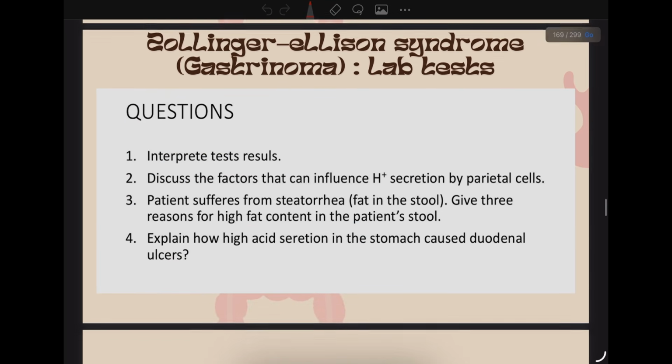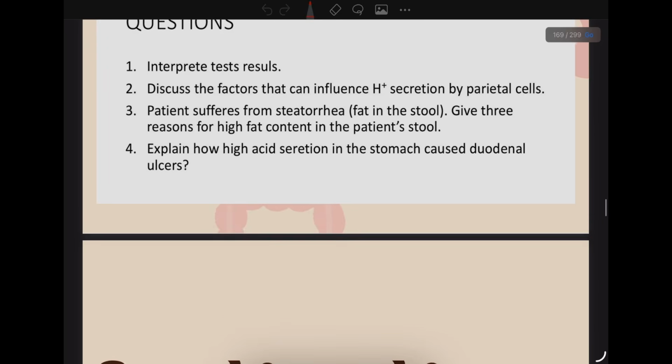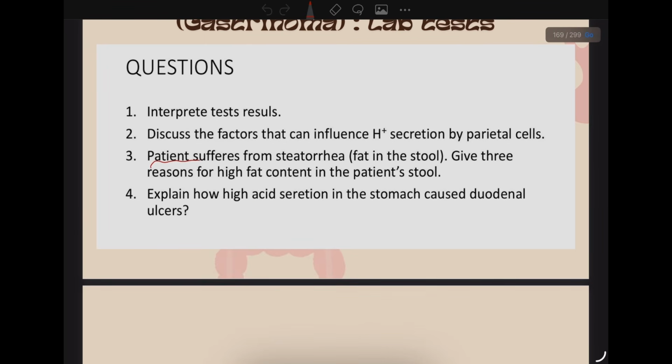We have some questions here. Interpret test results. We have said that. Discuss the factors that can influence H+ secretion. We have said them, who does and who doesn't. Yeah, this one I want to keep in mind. Okay, we will just give two because these are the two most important that we should know for now.